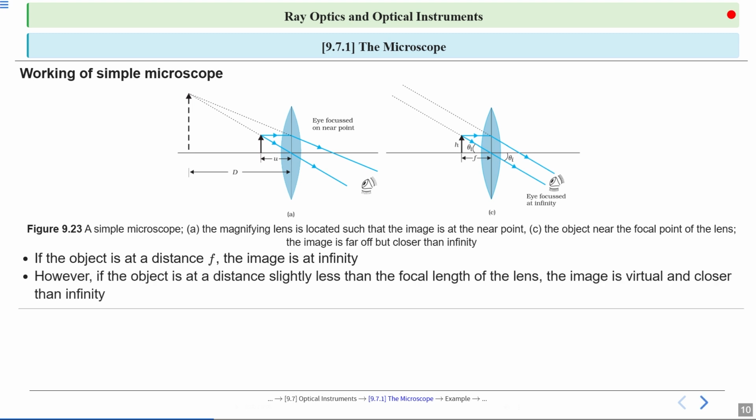However, if we move the object slightly closer to the lens, just less than the focal length, the image becomes virtual and appears closer than infinity. This adjustment allows for a more comfortable viewing experience as the image is easier to focus on. This principle is crucial for understanding how microscopes can be adjusted for optimal viewing.